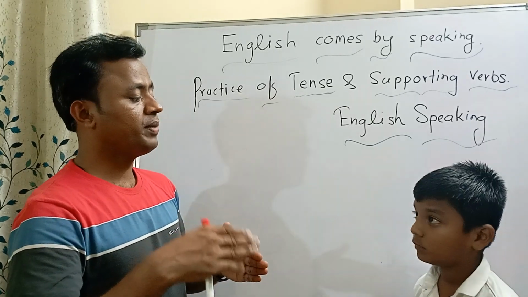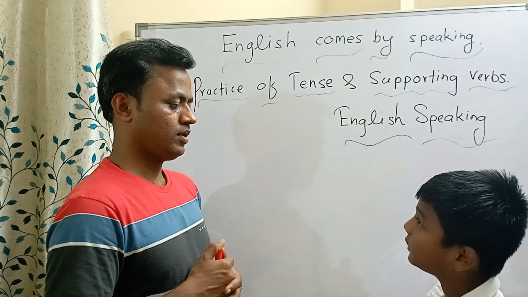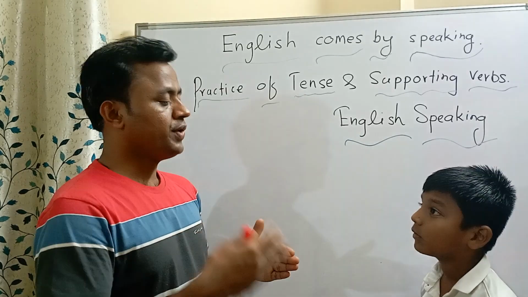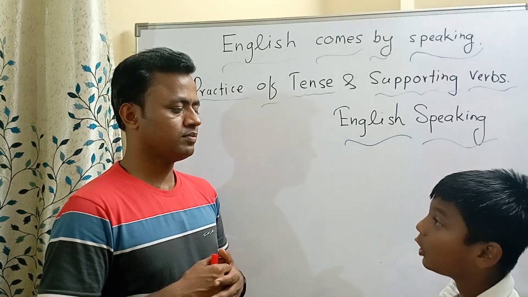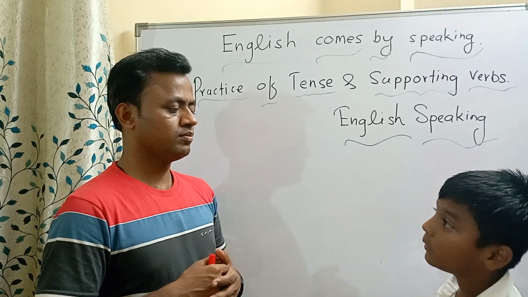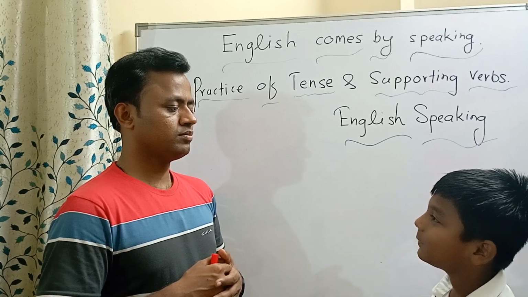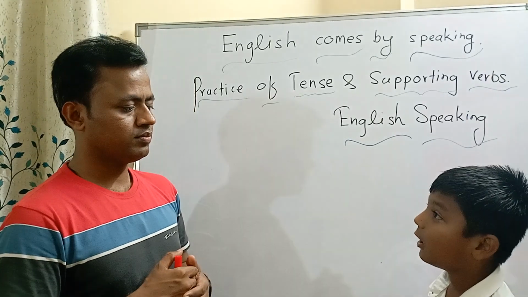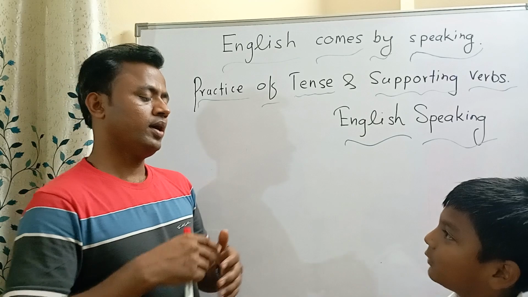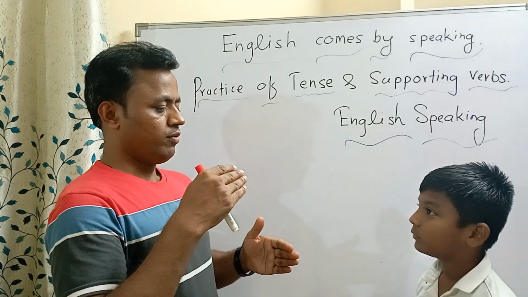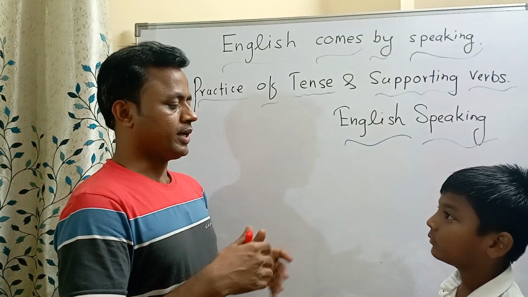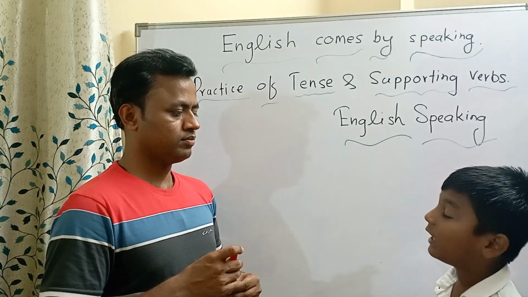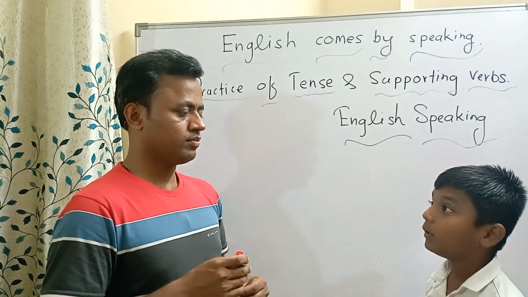Okay. Then simple future tense. S plus shall/will plus MV plus O. Then future continuous tense. S plus shall/will plus be plus MV plus ING plus O. Okay. Then future perfect tense. It's S plus shall/will plus have plus V3 plus O.